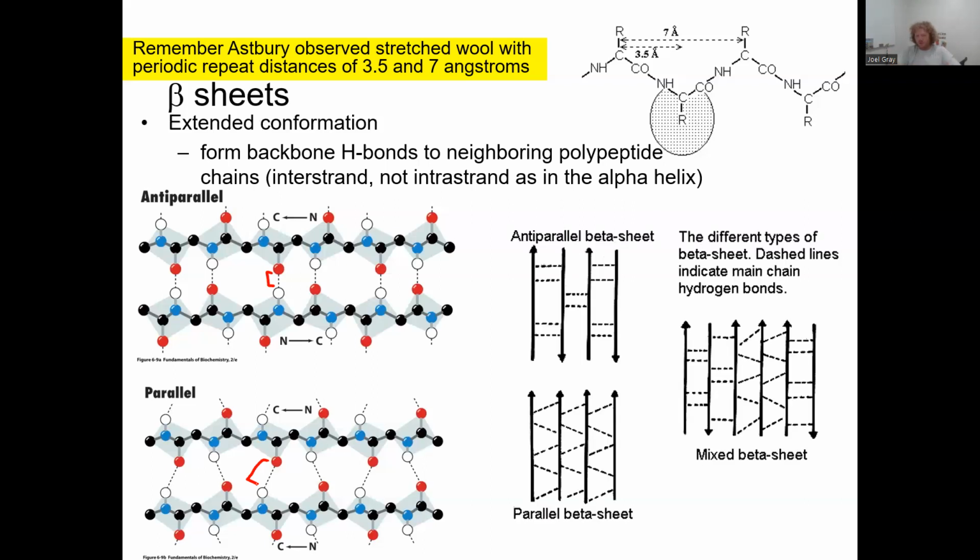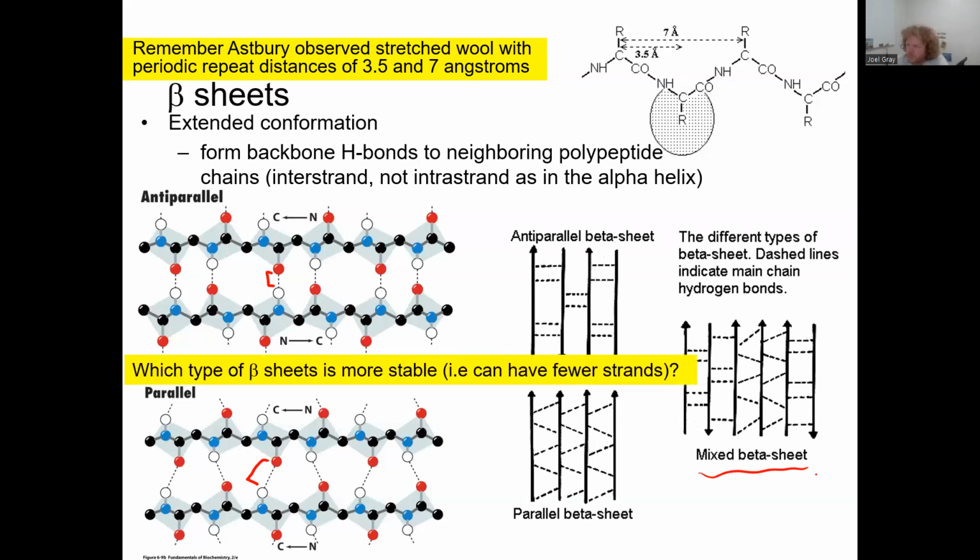So here's some different models for parallel and anti-parallel beta sheets, as well as a mixed beta sheet where you have a combination of parallel and anti-parallel. Now, like I said, which types are stronger? It's going to be your anti-parallel. Now, what is the orientation of the donor and acceptor in a strong hydrogen bond? Well, orientation puts them directly across from one another.